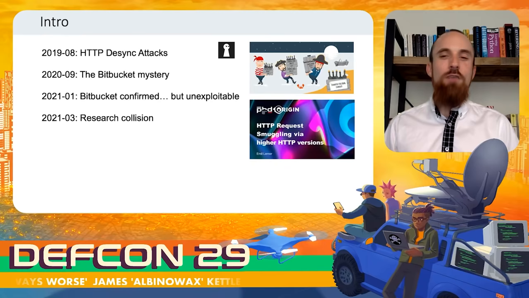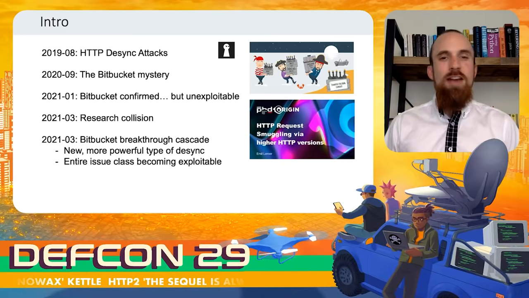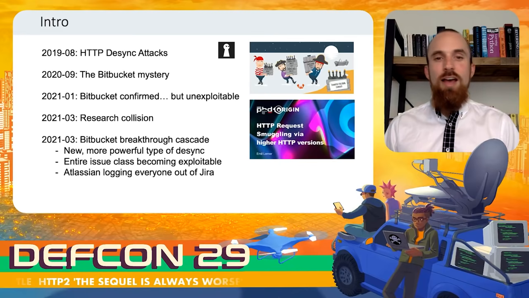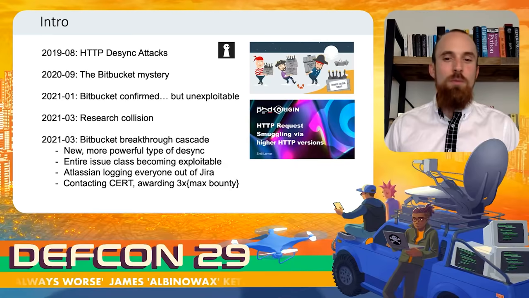This led to a cascade of findings, including a new, more powerful type of desynchronization core type, an entire class of issue that was previously useless becoming practically exploitable, Atlassian having to log everybody out of Jira worldwide, and contacting the computer emergency response team, leading to further findings, and Atlassian awarding me triple their maximum bounty.